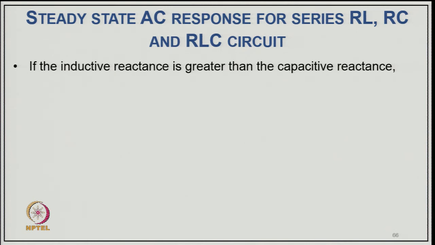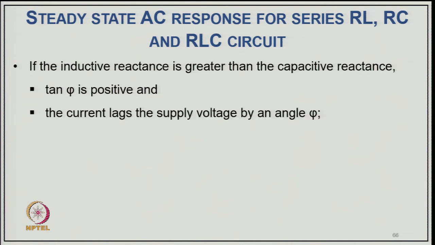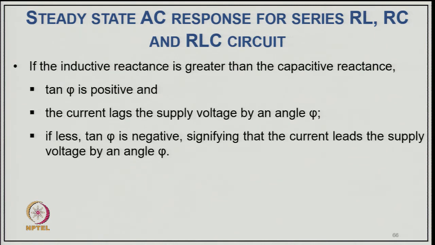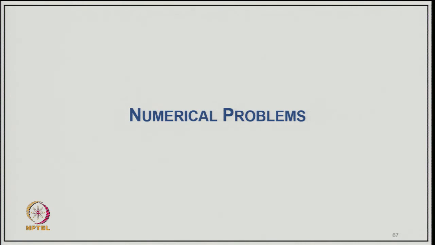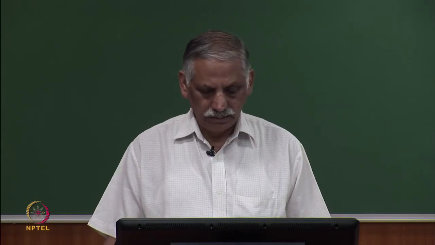If the inductive reactance is greater than the capacitive reactance, then tan phi is positive and the current lags the supply voltage by an angle phi. If tan phi is negative, the current leads the supply voltage by an angle phi. Note the case where X L equals X C: I becomes V upon R, because the reactances cancel each other, being of opposite phase, and that we call resonance. Now, coming to some numerical problems based on these circuits.